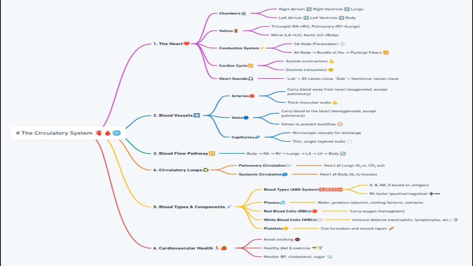So with the heart, we've already talked about the various parts and the various sections of it. But remember the blood supply to the heart itself: the coronary arteries, right and left coronary arteries, the great cardiac vein, the anterior interventricular artery.